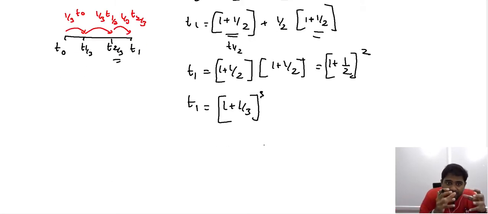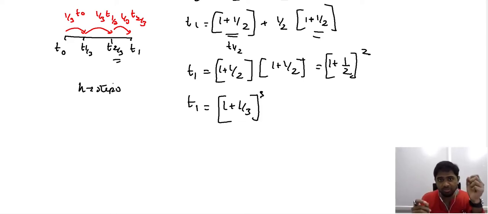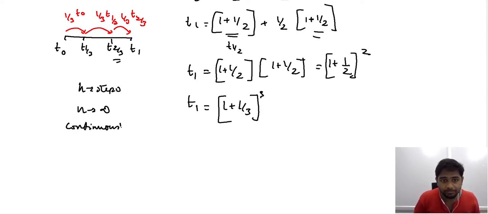Now instead of gradually increasing the steps, if I split the event from T0 to T1 into n different steps, so I'm splitting this growth event from T0 to T1 into n different steps, and this n tends to infinity, then what I have essentially established is a continuous event.